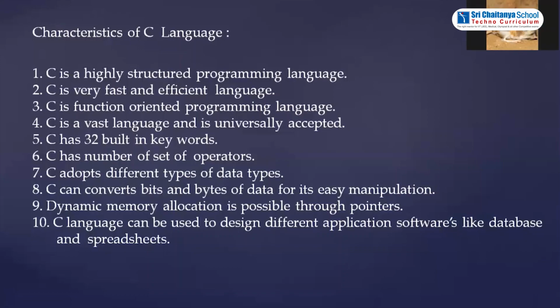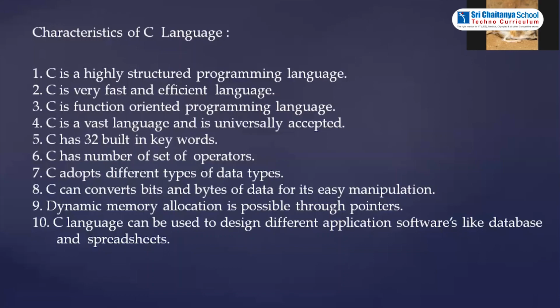And if you see, C language has 32 built-in keywords. What are keywords? There are a few predefined words which can be identified by the compiler on its own. So these words can be called keywords. And how many keywords does C language have? It has 32 built-in keywords.